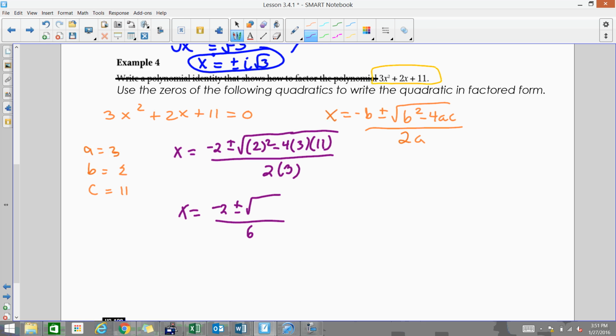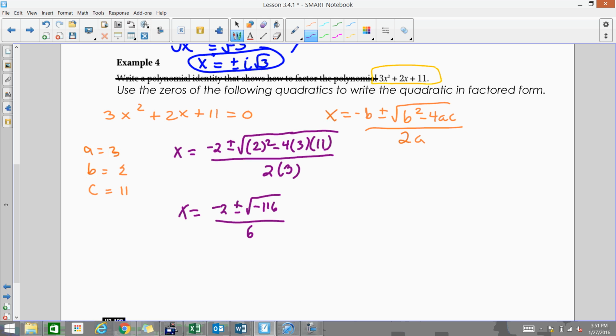So here we go. You can take your calculator, or you can try to do this in your head. I'm going to try to do this in my head. So we're going to go 2 squared, which is 4. 4 minus 4 times 3 times 11. So you are going to multiply those all together, and you should end up getting 16 minus 132, and you should get negative 116.